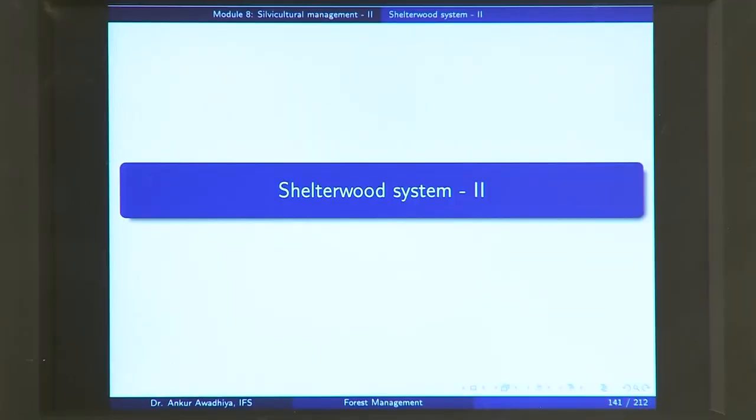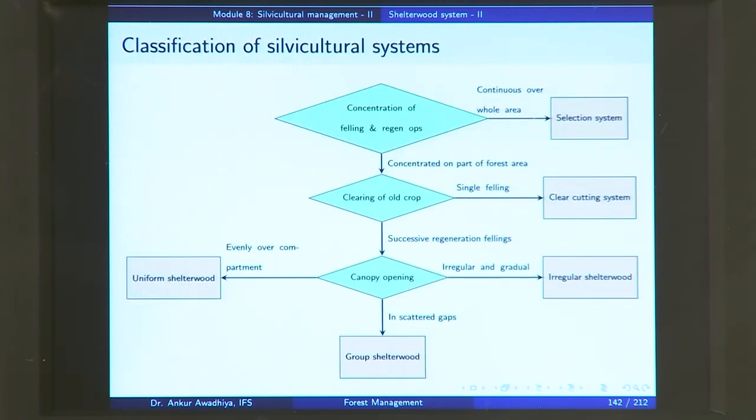Namaste. In today's lecture, we will carry forward our discussion on the Shelterwood system that we left in the last lecture. So, this lecture is Shelterwood system part 2. Now, as you remember, in the last lecture we discussed how we define a Shelterwood system. A Shelterwood system is a system in which we leave the mother trees to shelter the young ones. This is especially used in the case of those species that are shade loving.